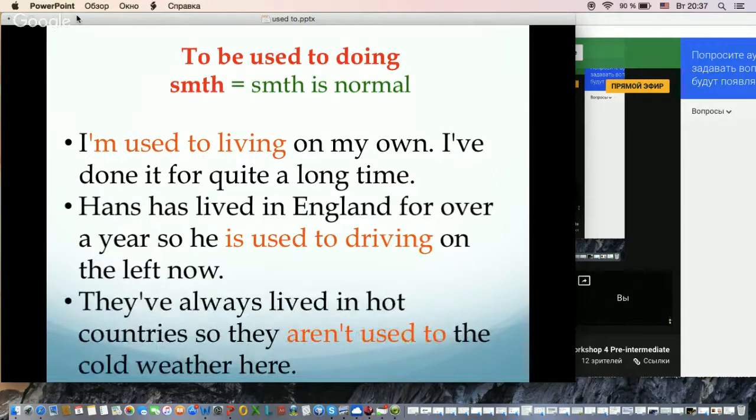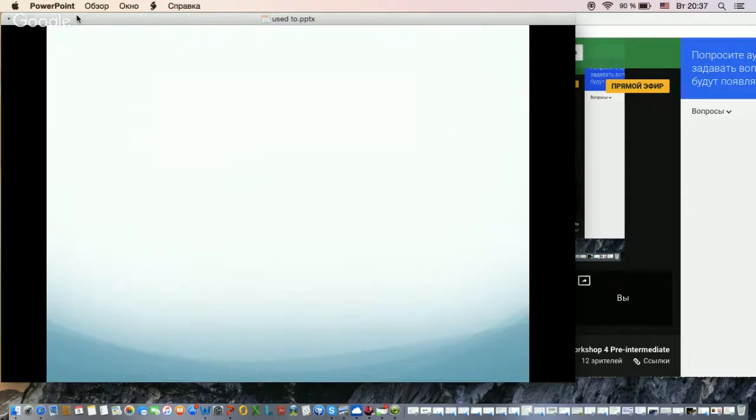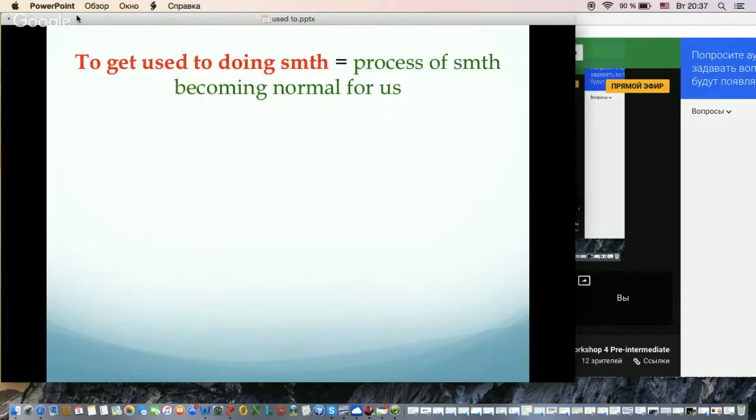They've always lived in hot countries, so they aren't used to the cold weather here. Они всегда жили в жарких странах, и поэтому они все еще не привыкли к холодному климату здесь, к холодной погоде в этих местах. Another one. So to get used to doing something. То есть мы говорим не о том, что уже что-то свершилось, и более для нас что-то не является проблемой, является абсолютно обыденным, а мы наоборот, мы в процессе привыкания.